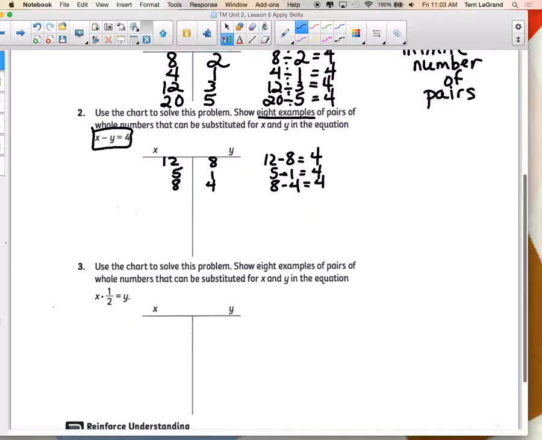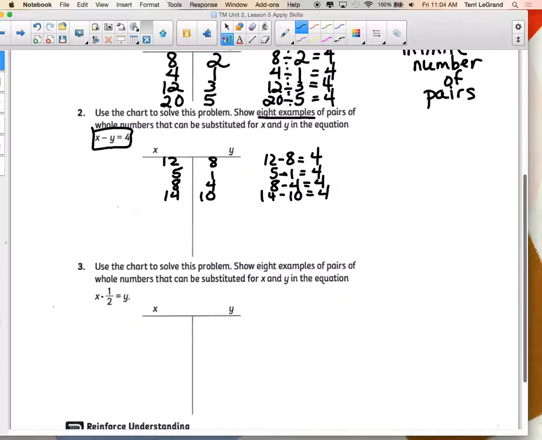If I haven't heard from you, you gotta come up with one, get your hand up for me. I've heard from you before. Mikey, I haven't heard from you for a while. 14 and 10, she says. 14 take away 10 is 4. I agree. Okay, that pair works.